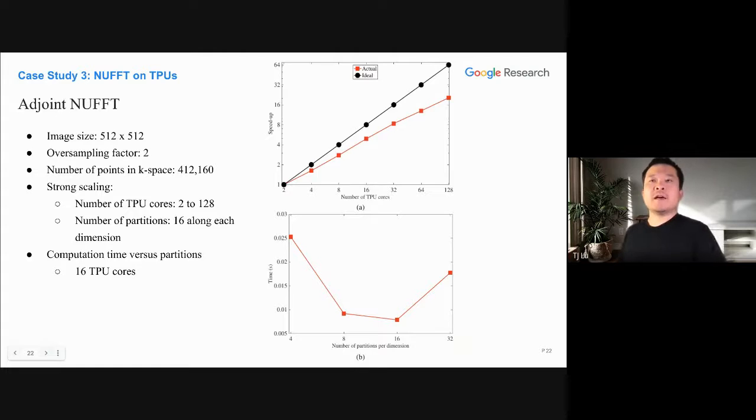Now let's look at the scaling analysis. For the scaling analysis, we use an image of size 512 by 512 over a sampling factor of 2, number of points in K-space 0.4 million, and number of TPU cores from 2 all the way to 128. In the figure on the top, the scaling in terms of speed up is close to linear. And we also did an experiment of computation time with respect to number of partitions per dimension. The number of partitions, 16 along each dimension on the image, achieves the best performance in terms of runtime.